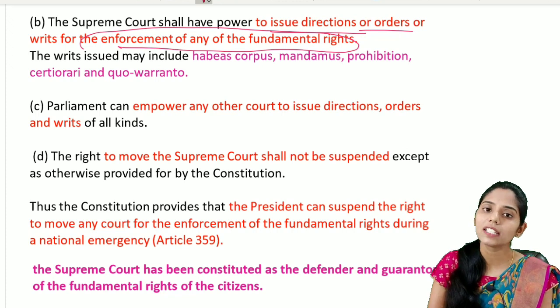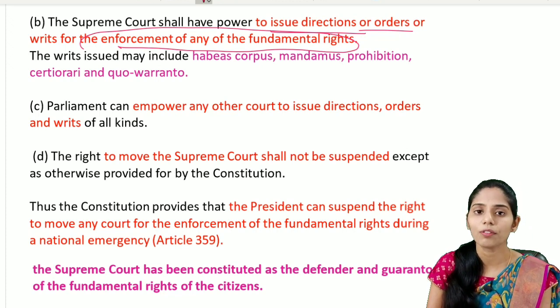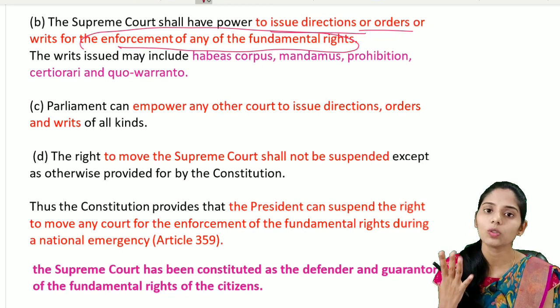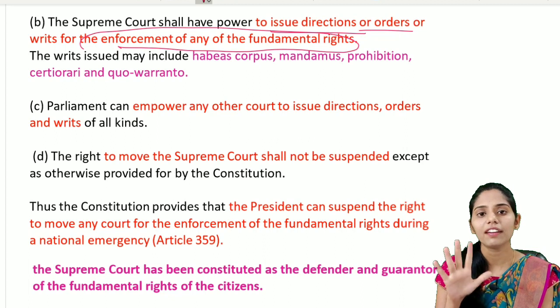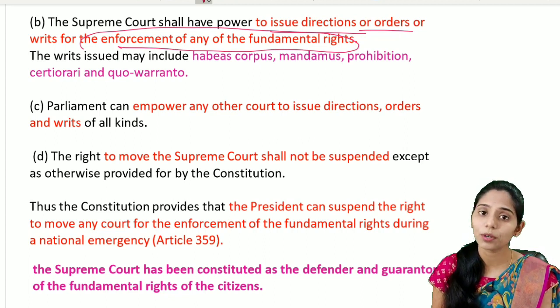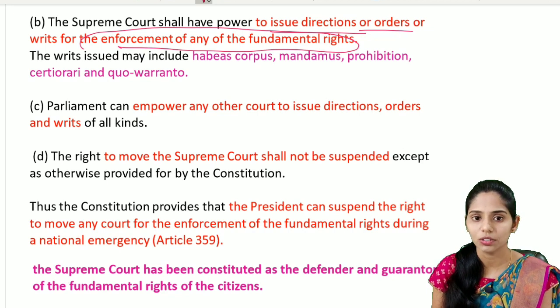According to Article 32, there are 5 writs that are provided. They include habeas corpus, mandamus, prohibition, certiorari, and also quo warranto. These are the 5 writs provided under Article 32, mainly for the protection of the fundamental rights of individuals.